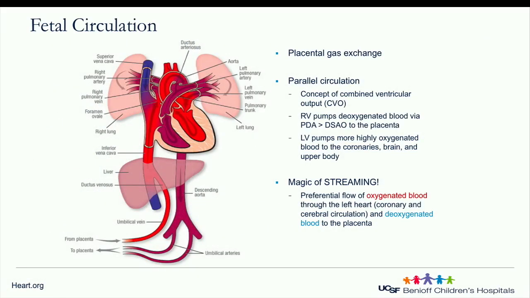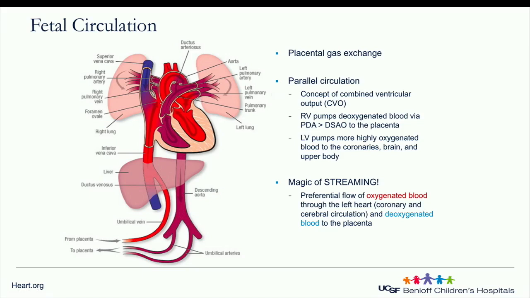So starting with fetal circulation, a few key points. The lungs in fetal life are obviously fluid-filled and not participating in gas exchange. So gas exchange is occurring at the placenta. And the RV and LV are functioning in parallel, not in series, in the fetus. So when we talk about the fetus, we talk about cardiac output in terms of combined ventricular output.